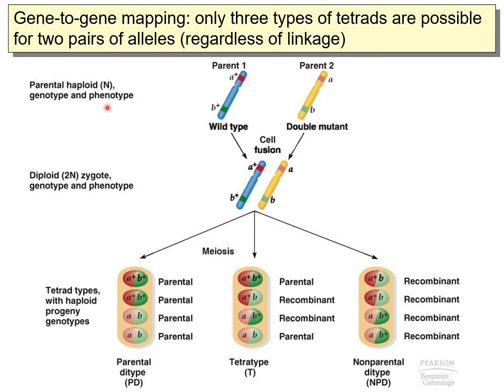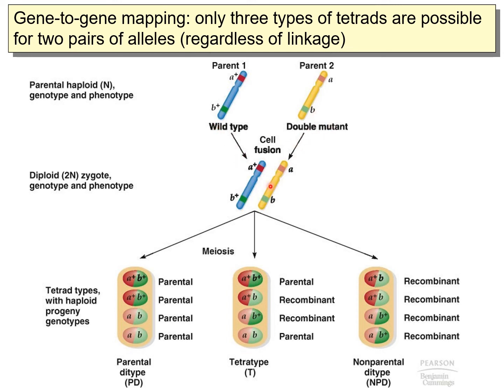Now, this will help you to find the gene to gene mapping, meaning only three types of tetrad are possible for two pairs of alleles. Here we can find out the distance between two genes. This is parent 1 and parent 2. This is the wild type, denoted A plus and B plus. These are two genes present on this chromosome, whereas this is another parent which is mutant with respect to A as well as B, and that's why it is written small a and small b.